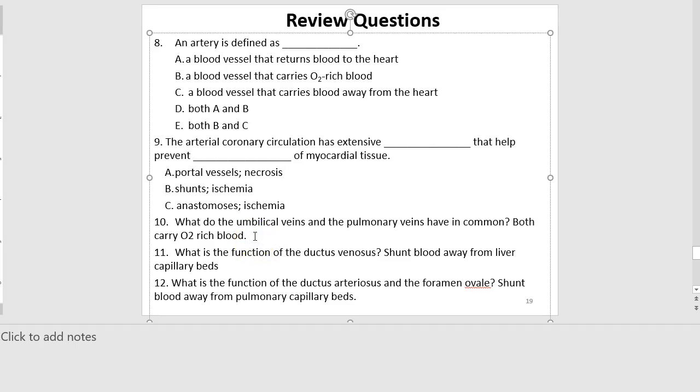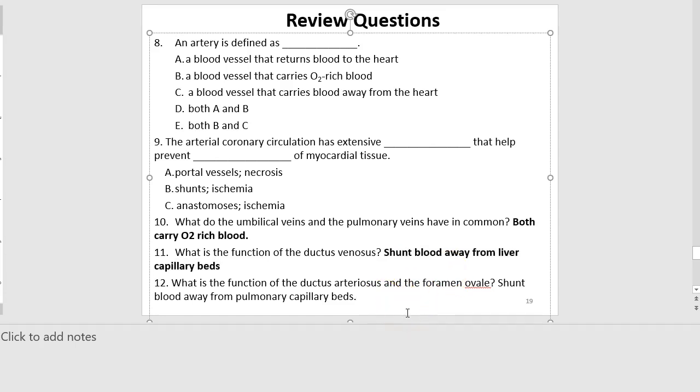Number 10 says, what do the umbilical veins and the pulmonary veins have in common? So the answer is written there for you. I never erased it. There it is. They both carry O2-rich blood. Number 11 says, what's the function of the ductus venosus? Well, a duct is a shunt. So we're going to shunt blood away from something. And again, I've got the answer written right here. Shunt blood away from the liver, the capillary beds in the liver.